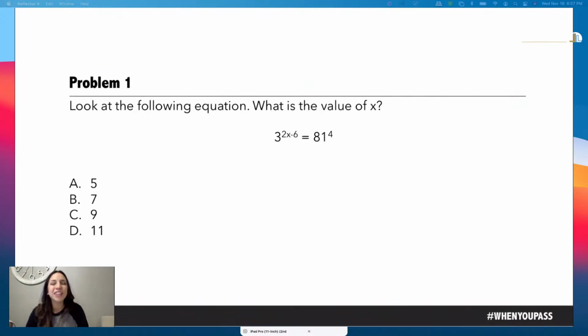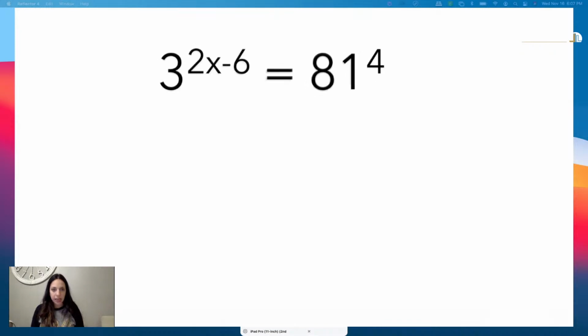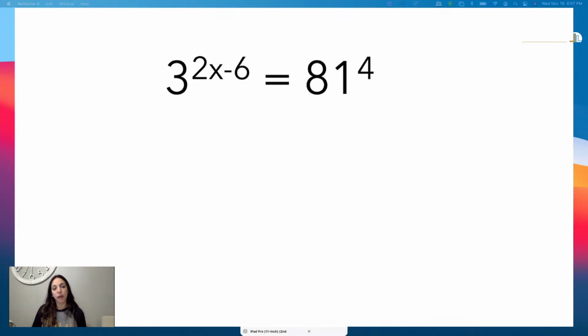All right, look at the following equation. What is the value of x? Gotta love it when my pen goes flying. I'm all over the place tonight. What is the value of x? So we see that this says 3 to the 2x power minus 6 equals 81 to the 4th power.